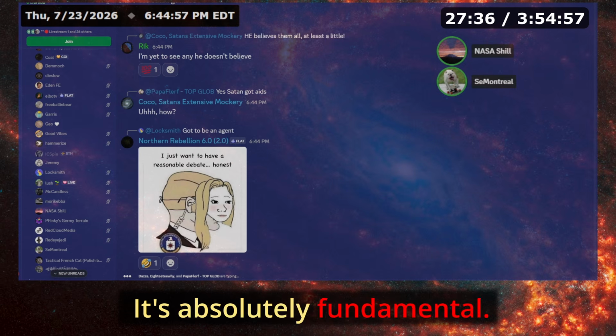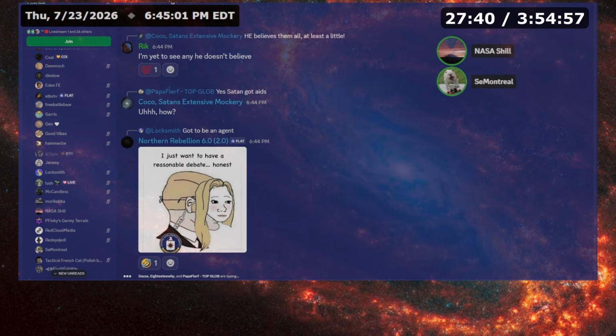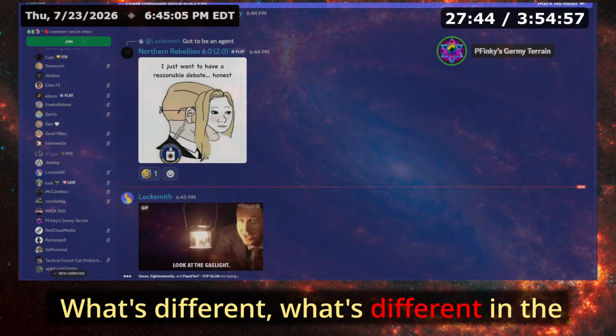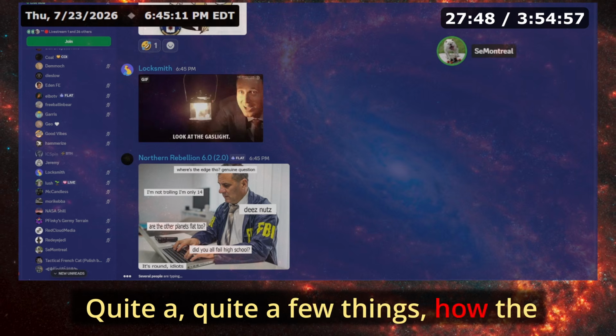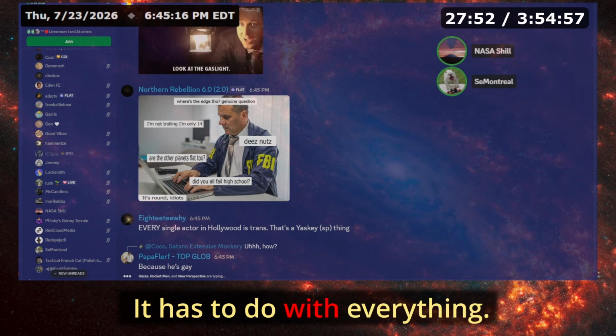It's absolutely fundamental. It makes up 96% of everything in the model. But what does it affect in the solar system? What's different in the solar system because of dark matter? Name one thing. Well, quite a few things. How the planets would form, how the sun would form. It has to do with everything.